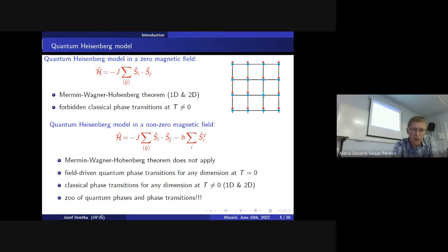Namely, it can have a field-driven quantum phase transition due to magnetic field, and it doesn't matter whether it's transverse or longitudinal, even at zero temperature, or it can also have a classical phase transition, and it can appear even for 1D and 2D models. So this kind of model is really rich, and it shows a zoo of quantum phases and phase transitions.